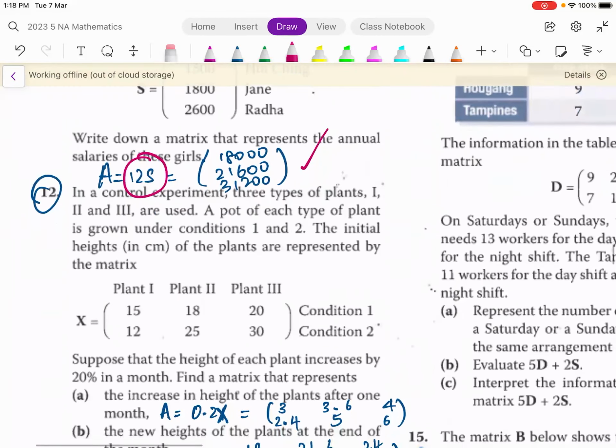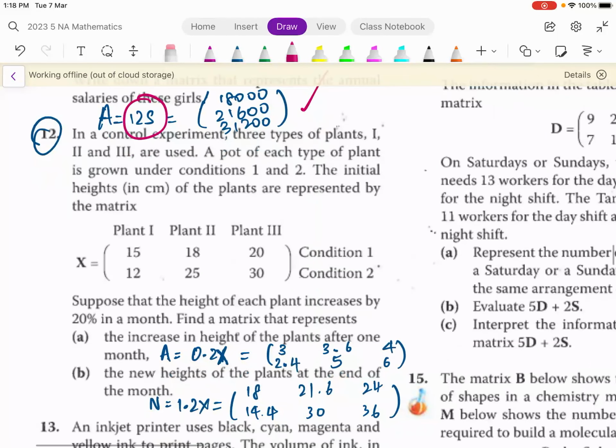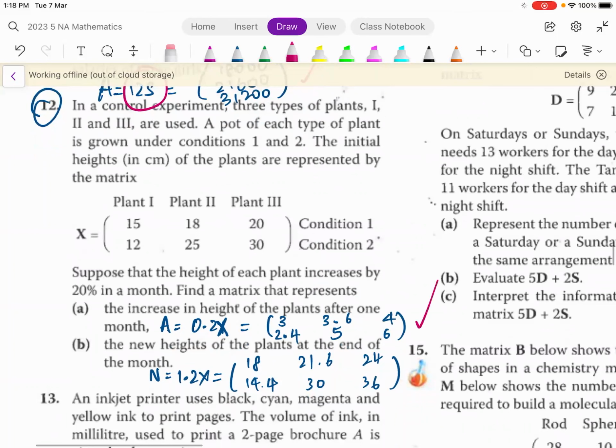And then for question 12, 12a, every height increased by 20%. So 20% is just 20 over 100, which in your calculator tells you 0.2. So my height will be, the increase in height will be 0.2 times the matrix X, giving me this matrix.